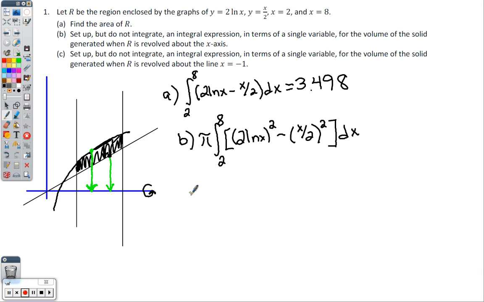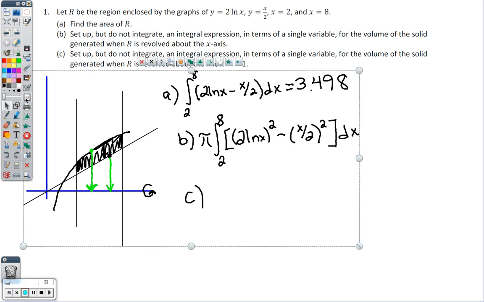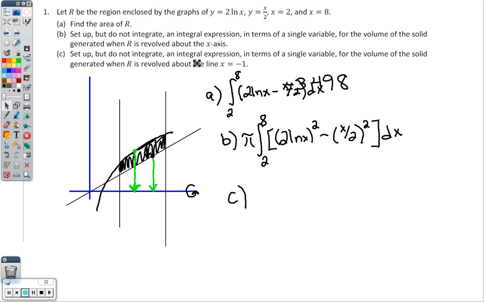And then the final question says, set up but do not integrate an integral expression in terms of a single variable for the volume of the solid generated when R is revolved about the line x equals -1. Okay, let's move this whole thing over.